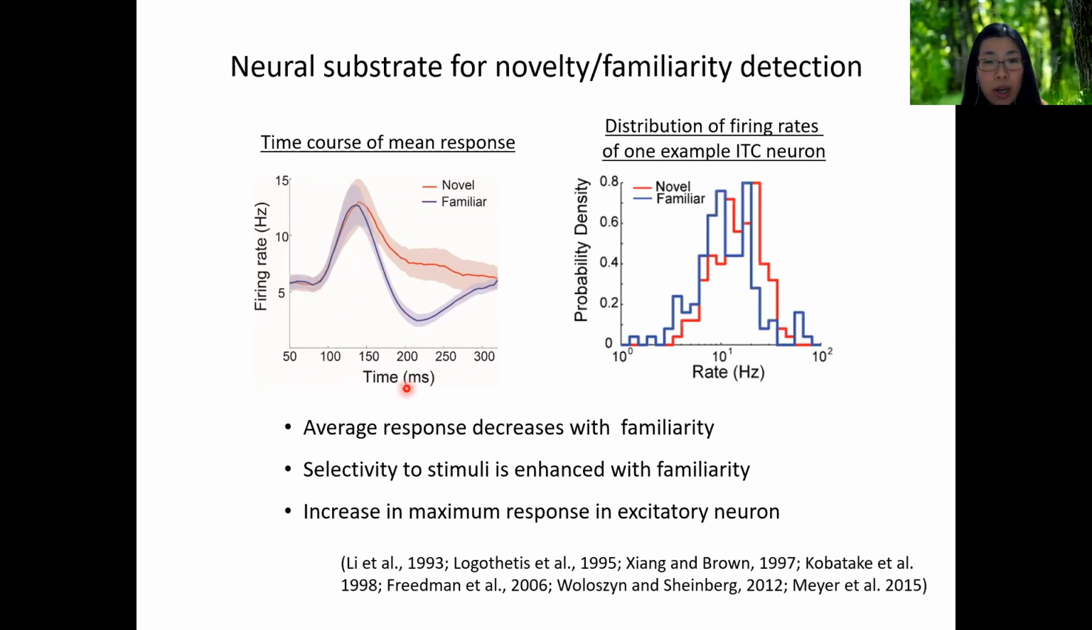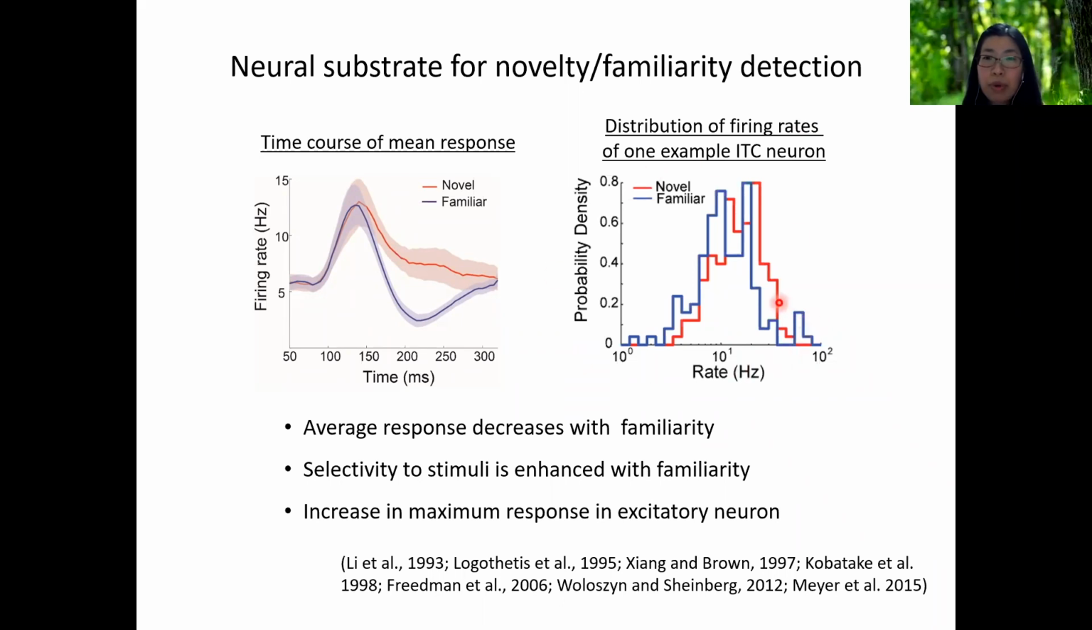And overall, there was a reduction of the activity for the familiar images. So for the visually learned stimuli, there was less response. Also, we can get the distribution of the firing rates for the novel and familiar images of one neuron. This distribution was obtained by averaging the response during the stimulus presentation. So individual data points are the time average response for an individual stimulus in an individual neuron.